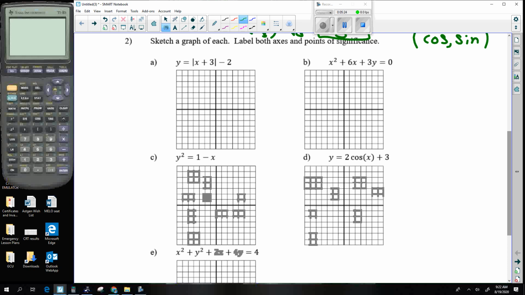All right, sketch a graph of each, labeling the axis intercepts and points of significance. Absolute value is a V. What these manipulations do, this will be left 3, down 2. So left 3, down 2. And then it's a perfect 45-degree angle, a slope of 1, kind of V from here. So I go off the map with arrowheads.